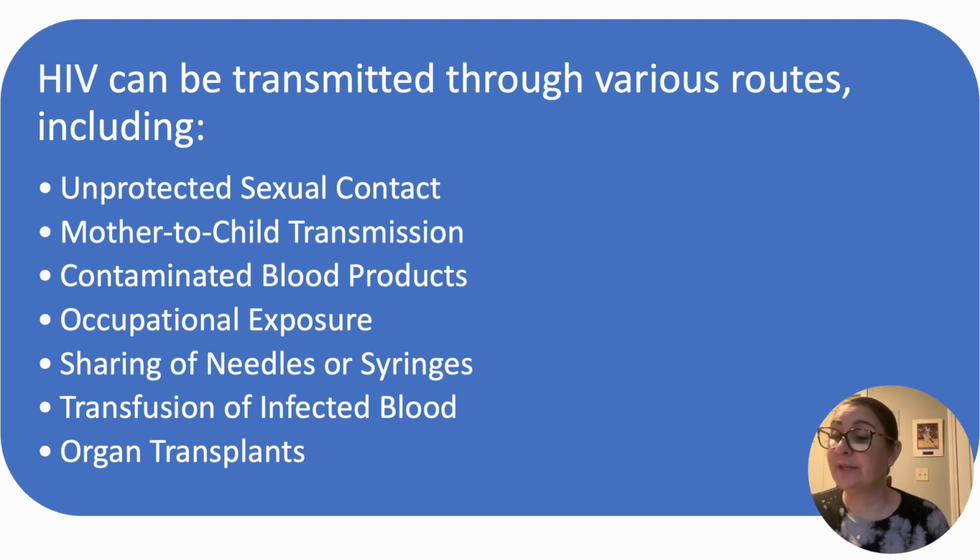Mother-to-child transmission. HIV can be passed from an infected mother to the child during childbirth, through breastfeeding, and during pregnancy. Contaminated blood products. Transmission can occur through the use of contaminated needles or blood products, such as intravenous drug use, or unsafe medical practices.